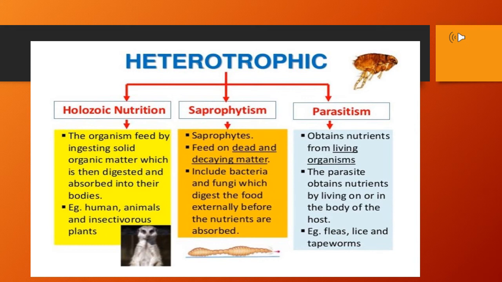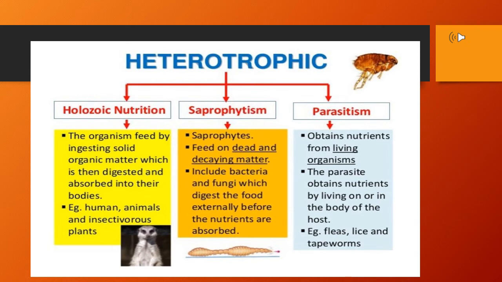Saprotrophic mode of nutrition. The word sapro means rotten. So that nutrition in which an organism obtains its food from dead and decaying organic matter is known as saprotrophic mode of nutrition. Here the most important thing is the rotten part. That's why we use the words dead and decaying organic matter. The organisms having saprotrophic mode of nutrition are called saprotrophs. For example, fungi like bread mold, some bacteria, etc.